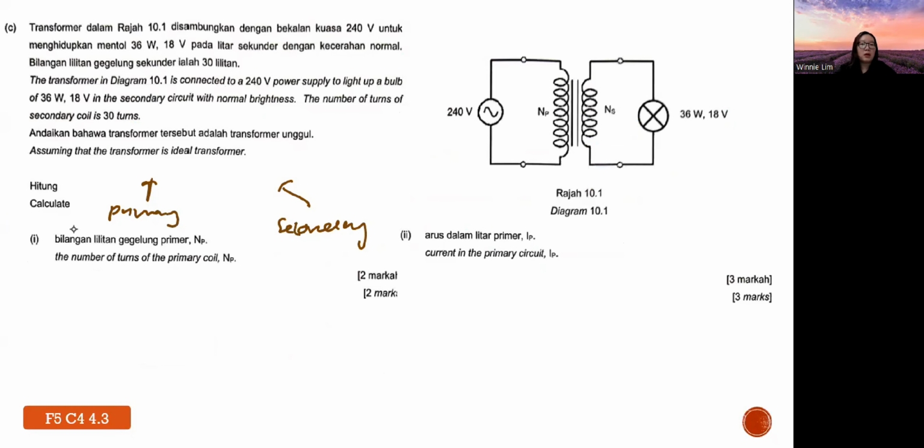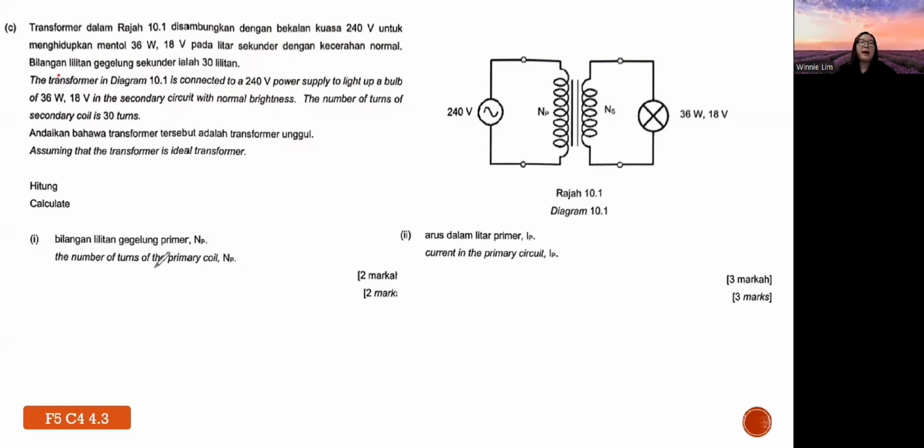Again, let's find out what is given to you. The transformer in diagram 10.1 is connected to a 240 volt power supply to light up a bulb of 36 watt, 18 volt in a secondary circuit, with normal brightness. Normal brightness means if the bulb needs 18 volt, I supply 18 volt. If it only needs 6 volt, I supply 6 volt. This is what is meant by normal brightness. And then the secondary turns is 30. So they want you to calculate the primary turns.